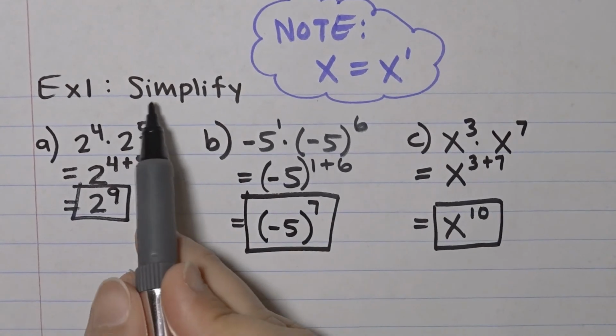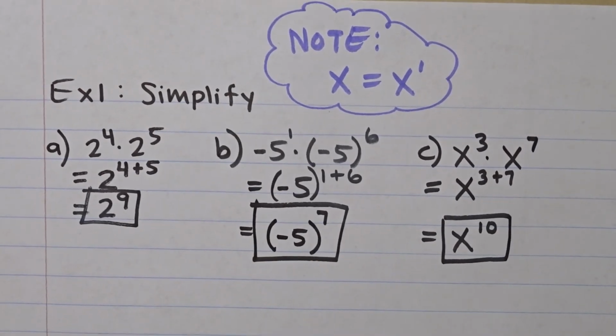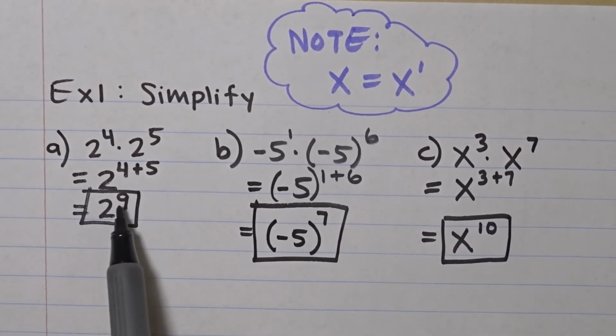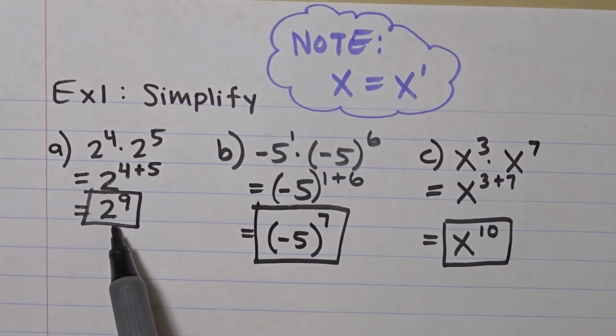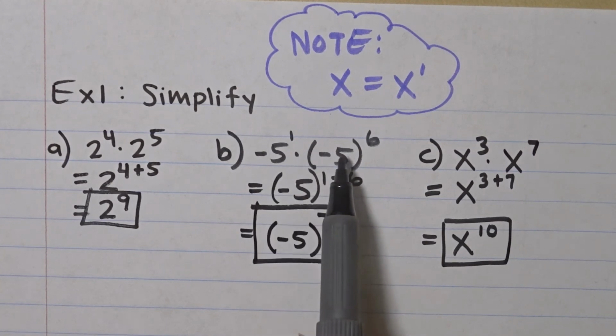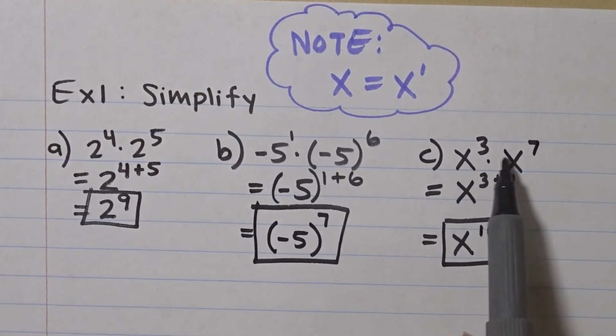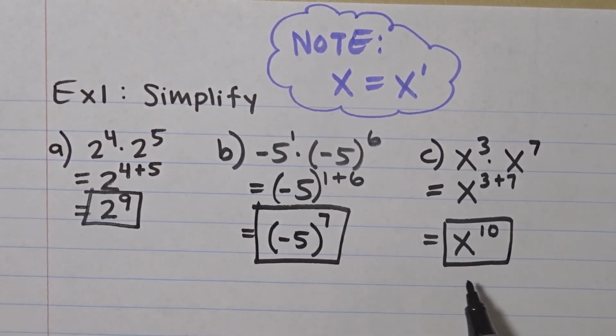Now, the rules were to simplify. It did not tell me to calculate or evaluate, so I don't have to calculate what this is. I'm just writing the power in a simpler way. I'm writing this expression, or power, in a simpler way. And these two combined look simpler this way.